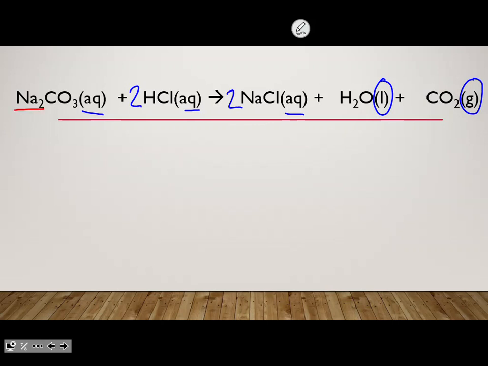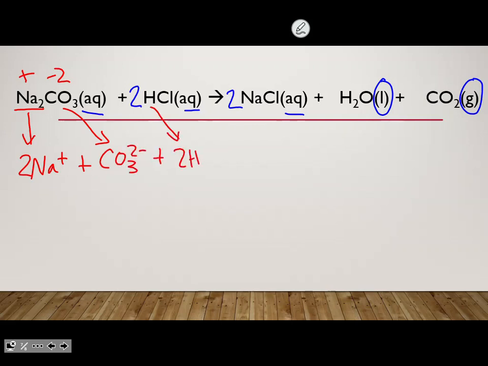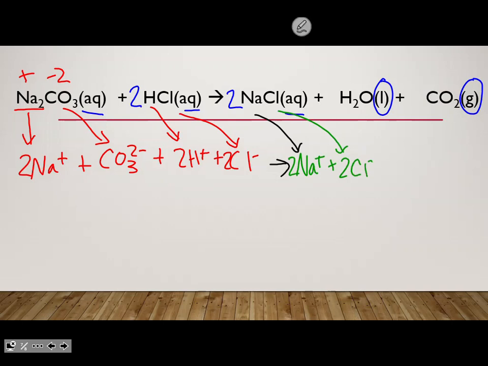Let's break them up. Sodium's charged plus 1, carbonate's minus 2, so we get 2 sodiums. We get 1 carbonate. We get 2 hydrogens. We get 2 chlorides. Now over here to the products. We get 2 sodiums, Na pluses, 2 of them, plus 2 chlorides. And we leave our water intact alone, H2O with the liquid. And we leave our carbon dioxide alone because it's a gas.